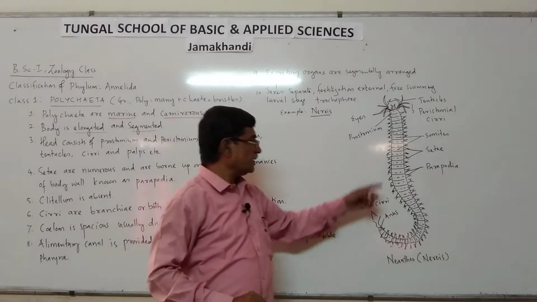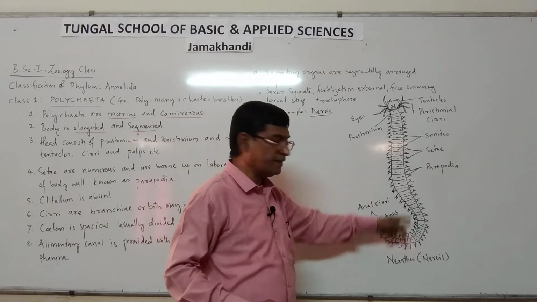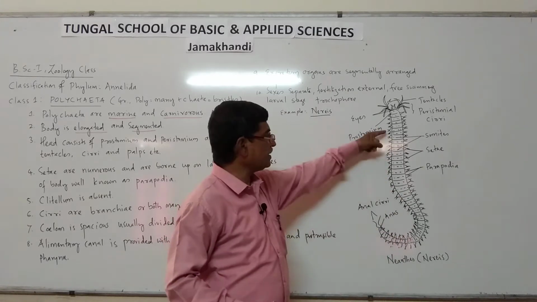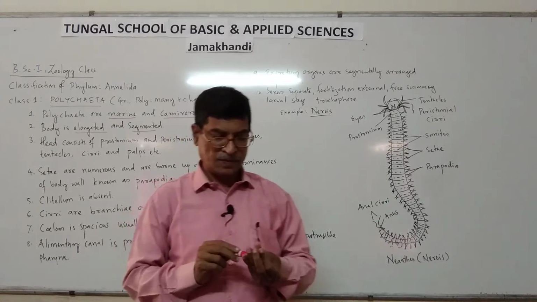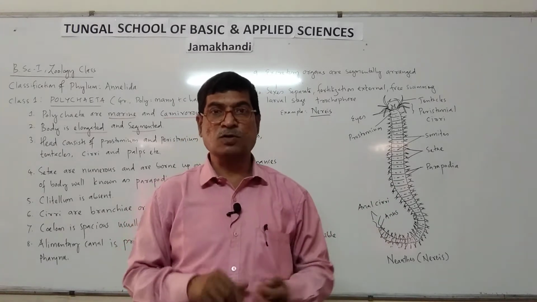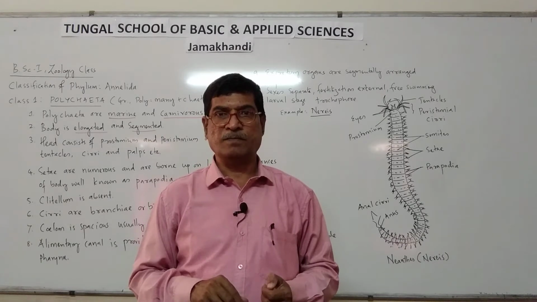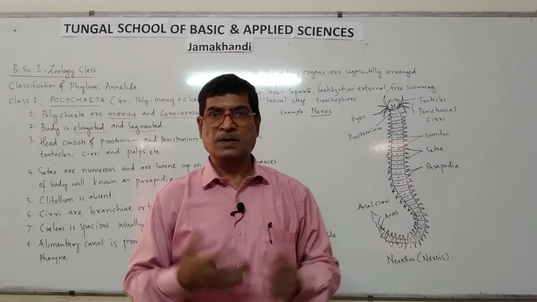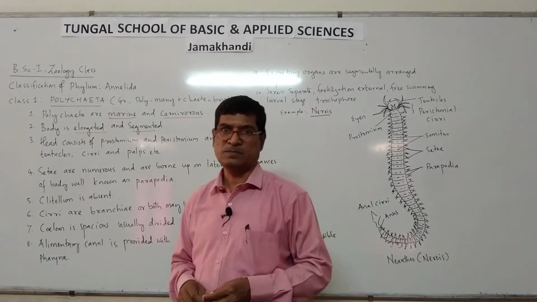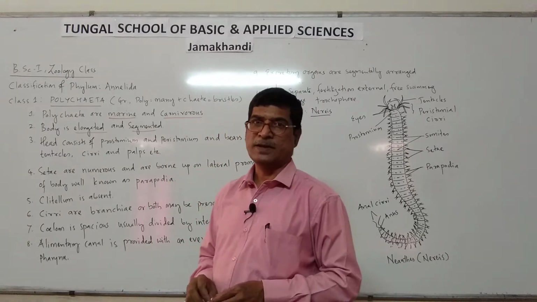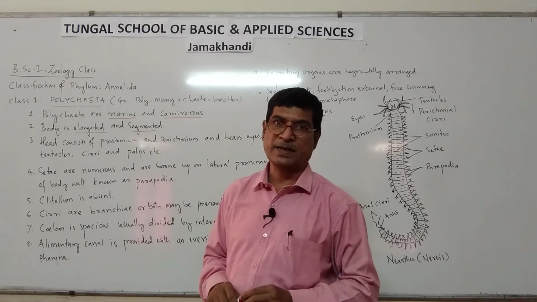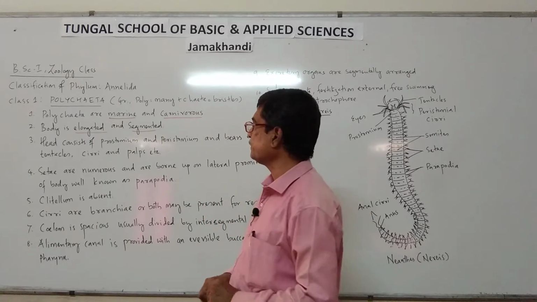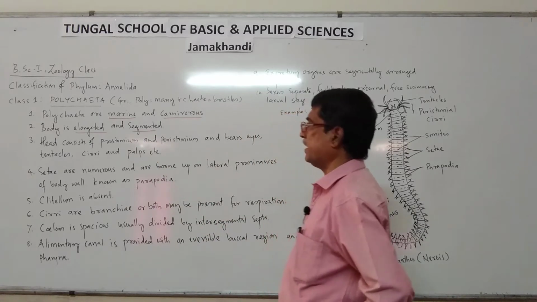Body is elongated and segmented. Look here. This area is elongated and it is segmented. Can you see a segment? These are the segments. Due to the presence of lateral transverse furrows, the body can be divided into segments. So annuli are there. Therefore, these are called annelidans. True segmentation started from Annelida onwards.